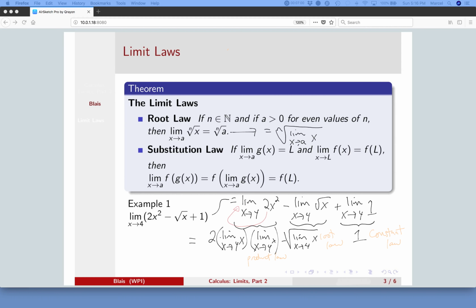We then can evaluate these. The limit as x goes to 4 of x is 4. So this becomes 2 times 4 times 4 minus the square root of, and again, the limit as x goes to 4 of x is also 4, plus 1. And so we have 4 times 4 is 16, times 2 is 32, minus the square root of 4, which is 2, plus 1, or 31.